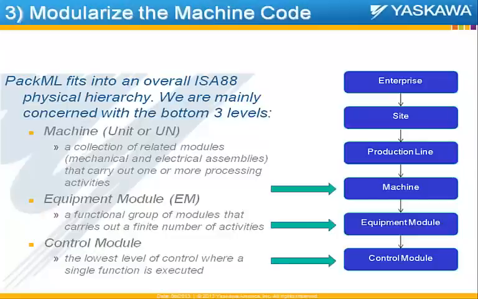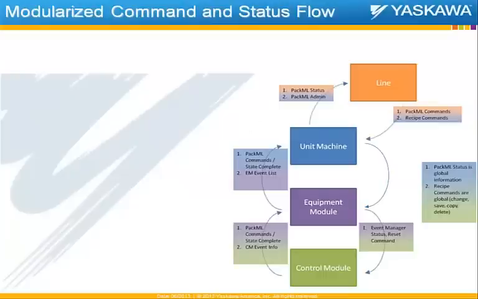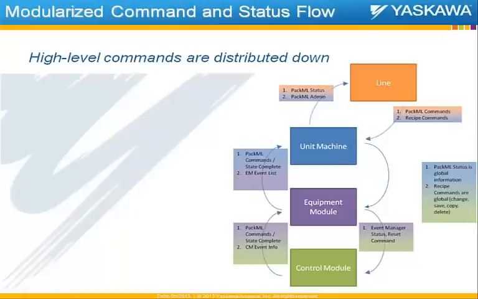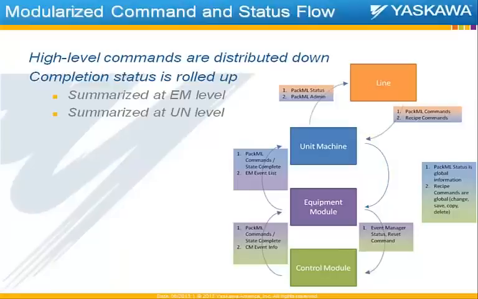The commands are likewise modularized. So when you create your hierarchy levels of a unit machine, equipment module, control module, you might have, say, a line controller, which has the highest level of commands, and you see that those commands get distributed down all the way to where the action happens, and then the status of that gets rolled back up and summarized at least twice, once at the equipment level and then once at the entire unit machine level.